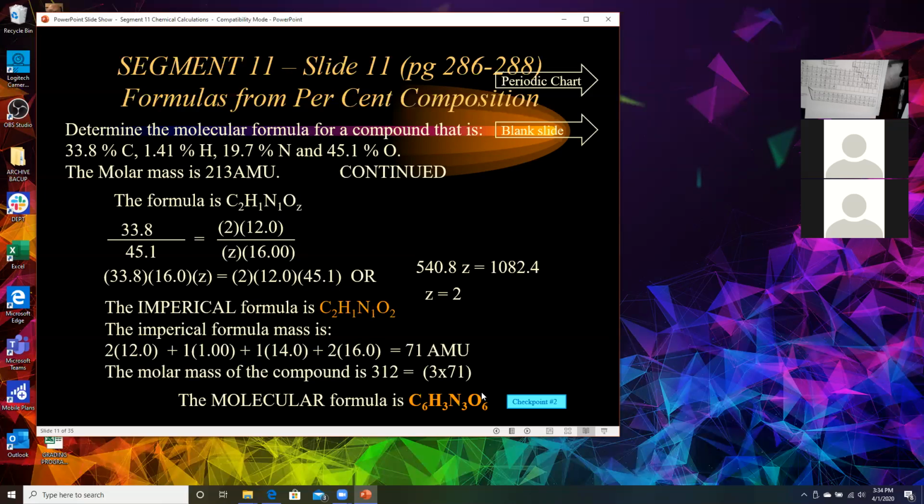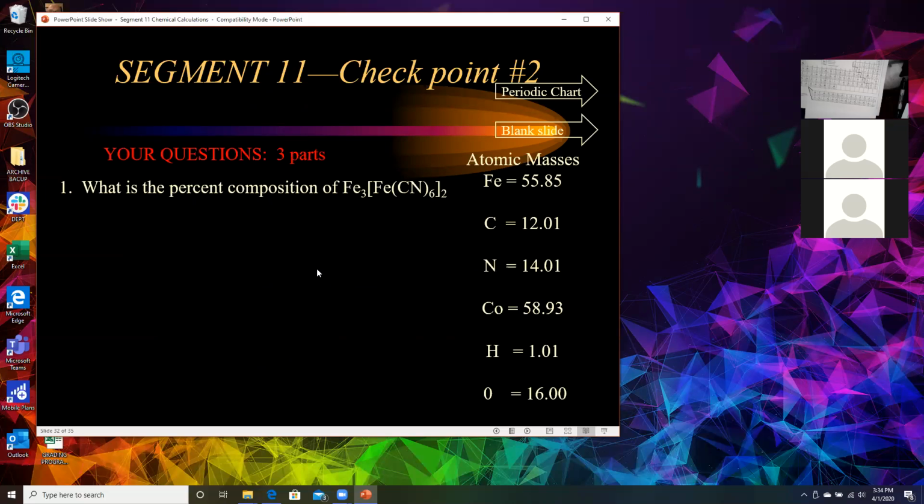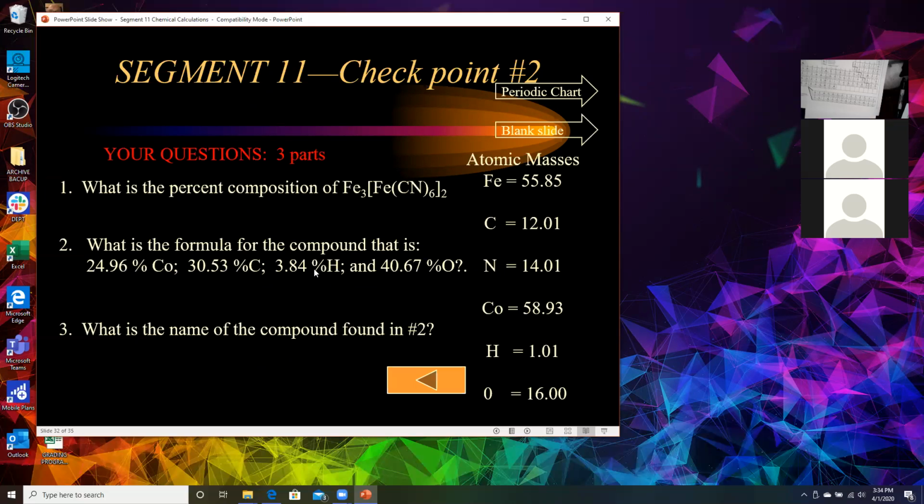By the way, I think that's probably trinitrobenzene, I would bet you. All right, here's a checkpoint on that. Again, here's some problems you can work with on your own. Okay.